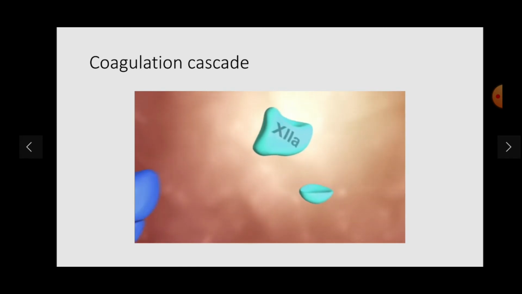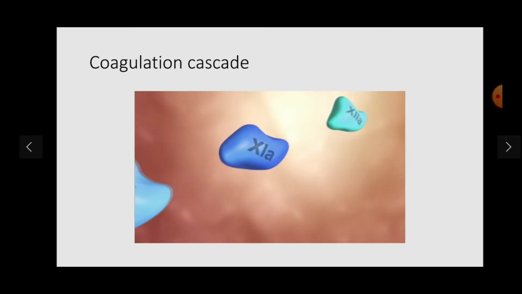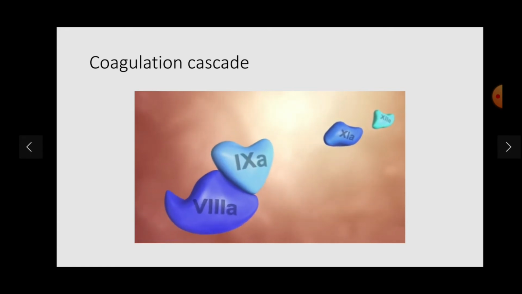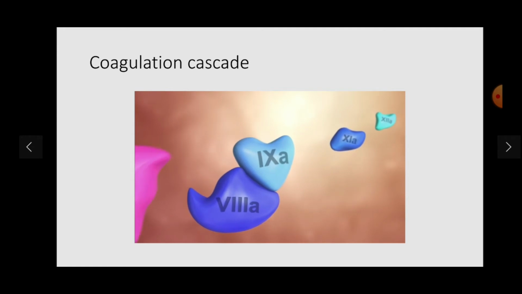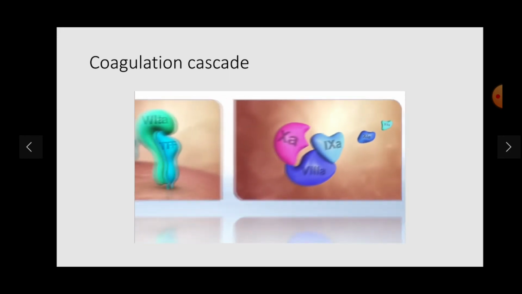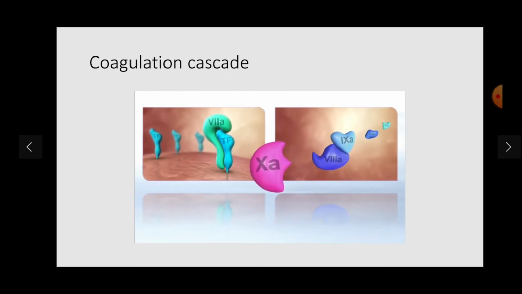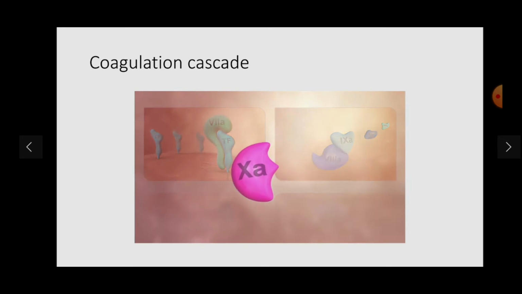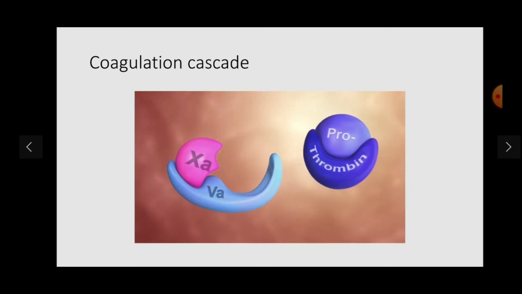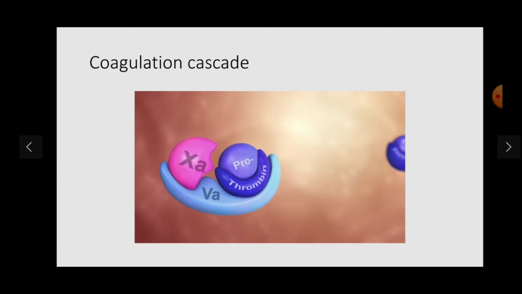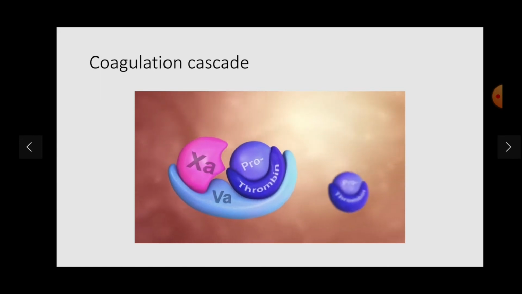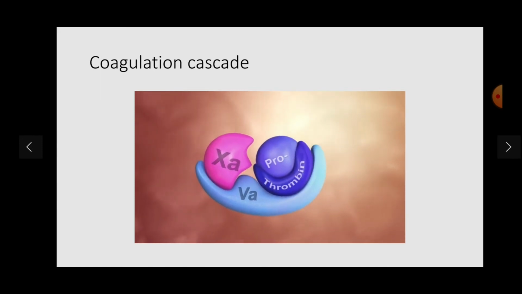In the intrinsic pathway, activated factor 12 activates factor 11, factor 9 and factor 8. Now factor 9 and factor 8 activate factor 10. So in both the extrinsic as well as the intrinsic pathway, activated factor 10 binds with factor 5 and converts prothrombin into thrombin with the help of calcium. This is known as the prothrombin activator complex.